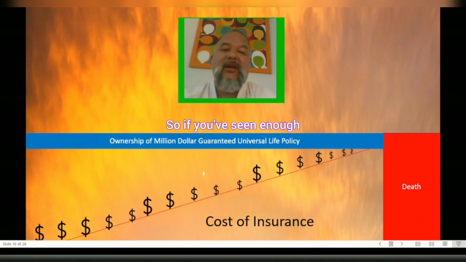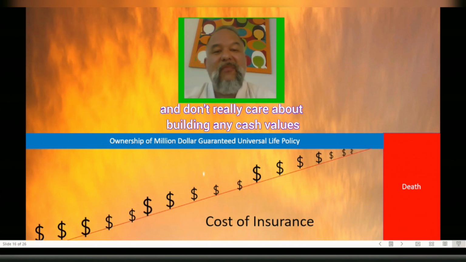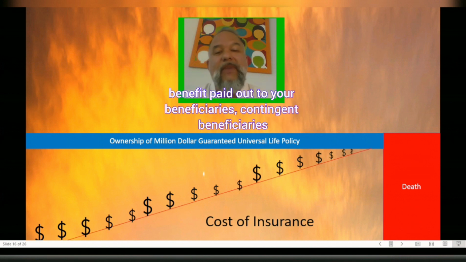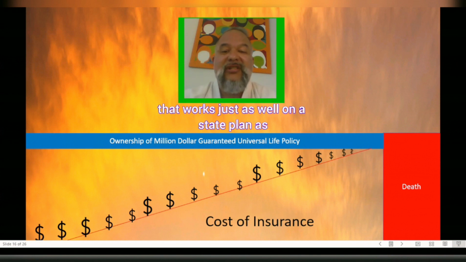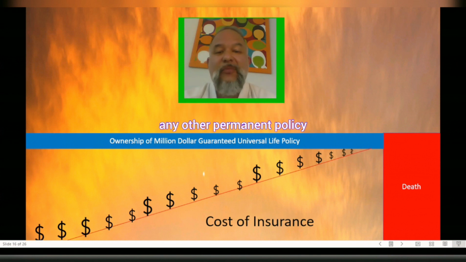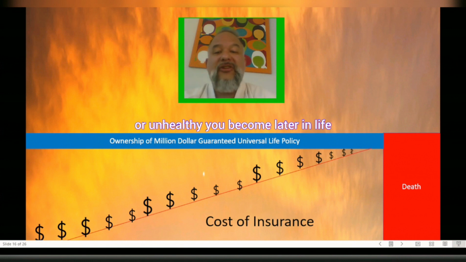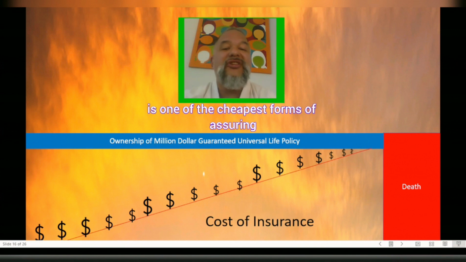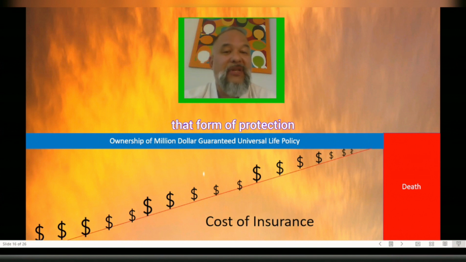So, if you've seen enough and don't really care about building any cash values, but really want to see a guaranteed death benefit paid out to your beneficiaries, contingent beneficiaries, that works just as well in an estate plan as any other permanent policy, no matter how old or unhealthy you become later in life, owning a guaranteed universal life policy is one of the cheapest forms of assuring that form of protection.